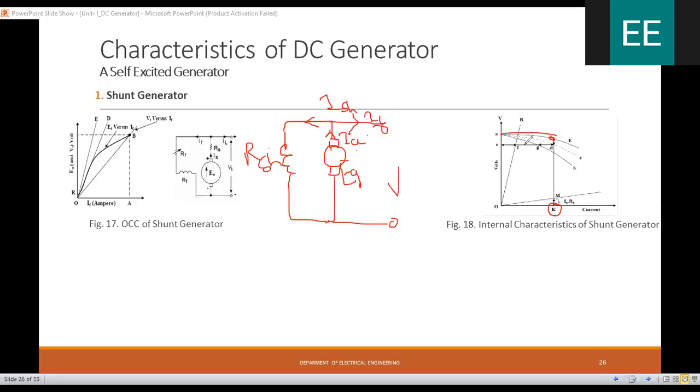Now, when the load on the machine increases, due to the armature reaction drop between these two curves, this curve will lie slightly less than the no load curve. This curve will be shown by the C curve.